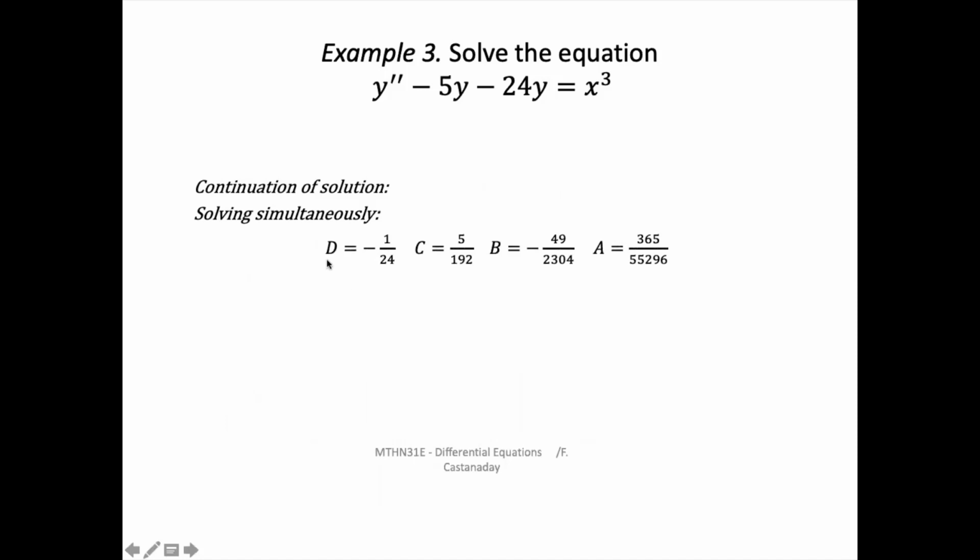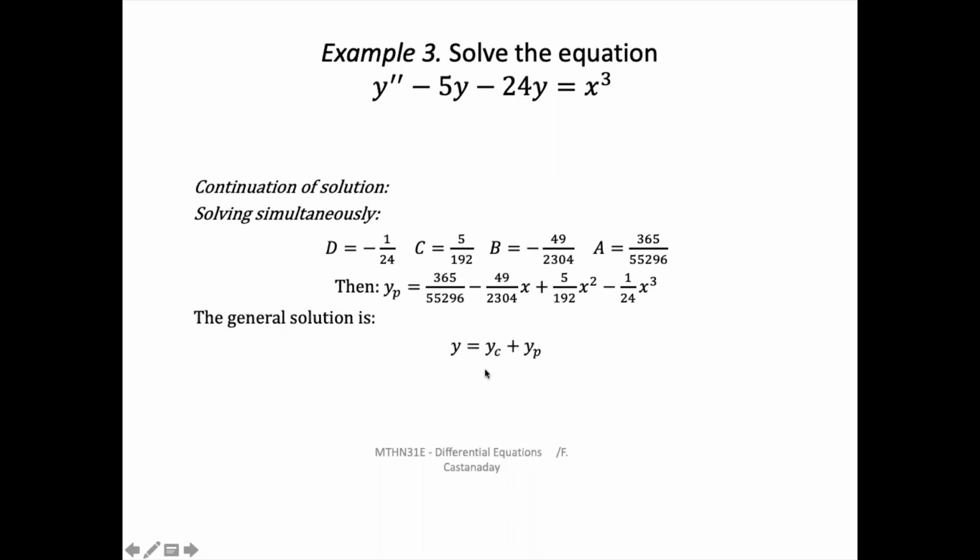So you have d equals negative 1 over 24. You have c equal to 5 over 192. b equals negative 49 over 2,304. And you have a equals 365 over 55,296. Now we plug in these constants to y sub p. So this is our y sub p. And for the general solution, we have, of course, y equals y sub c plus y sub p. And previously we have solved for y sub c, so we plug it in here. That's why we have this general solution.